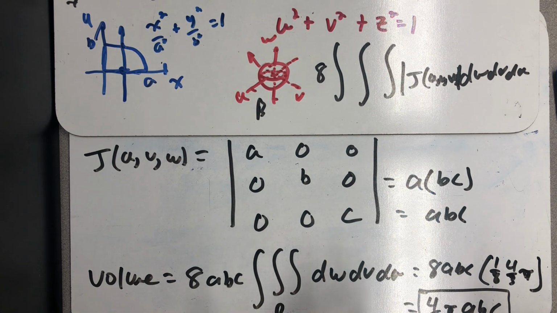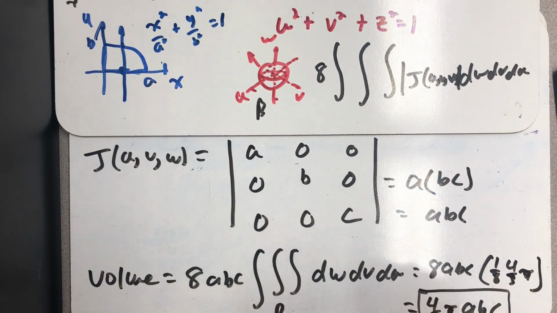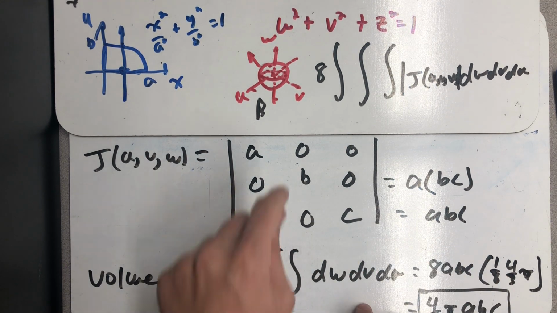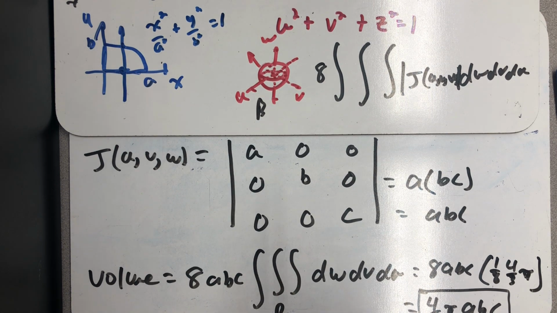All right, so we found a formula for the volume of an ellipsoid by using a substitution and calculating a Jacobian, and then realizing that this would just be the volume of 1/8 of that sphere, right? Because I was reduced to the first octant.